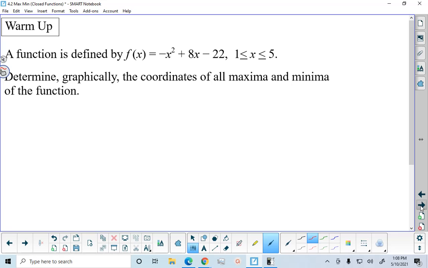All right, warm up. A function is defined by negative x squared plus 8x minus 22, but it's defined only from 1 to 5, including 1 and 5. So this is what we refer to as a closed interval.